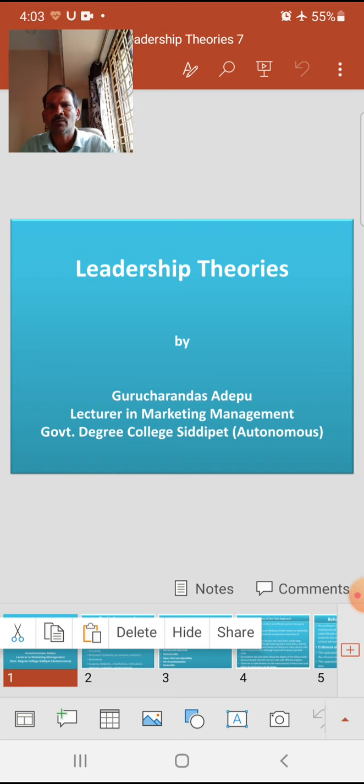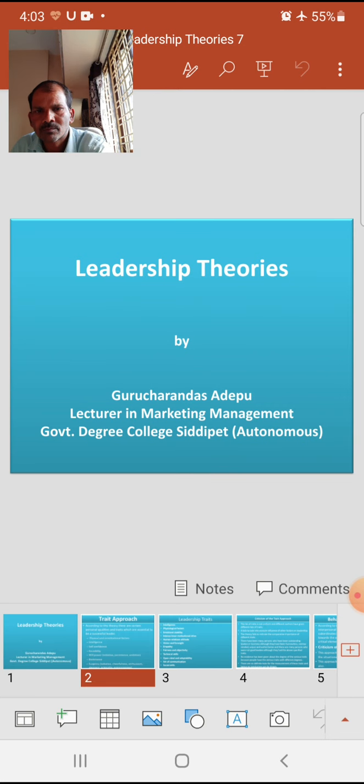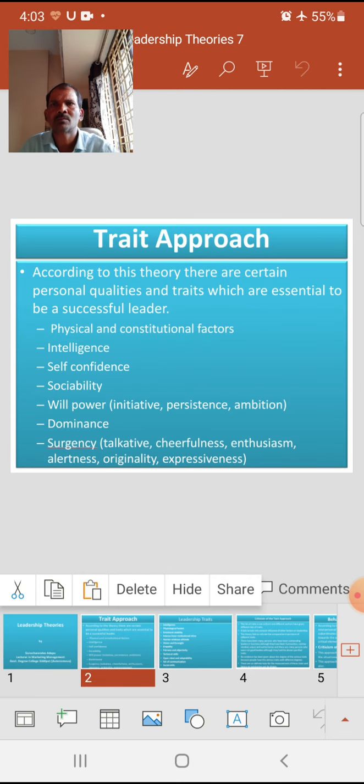Here we have different theories, we can say approaches, to discuss leadership. One is the traits approach. The traits approach represents the earliest notion of leadership and was popular between 1930 and 1950. According to this theory, there are certain personal qualities and traits which are essential to be a successful leader.